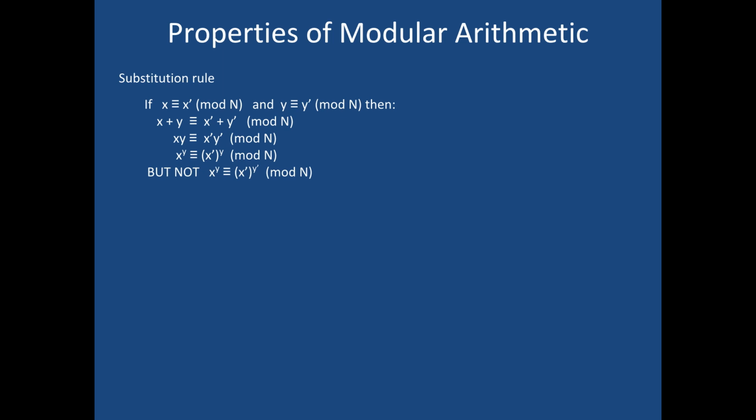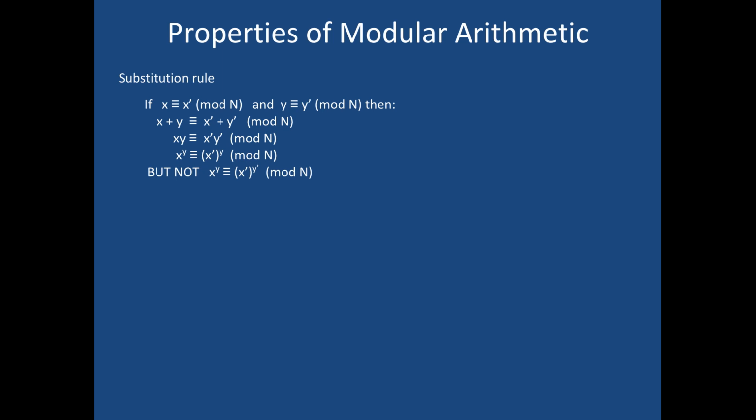All right, so here are some properties of modular arithmetic. There's a substitution rule, and what it's basically saying is, if you have two numbers that are congruent, suppose you want to add x and y, and suppose you have x prime and y prime, which are congruent to x and y respectively, then x plus y is going to be congruent to x prime plus y prime. The same thing goes for multiplication, and the same thing goes for exponentiation as long as you're talking about the base.